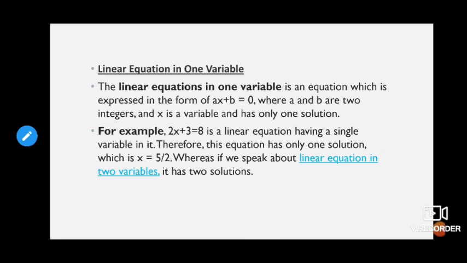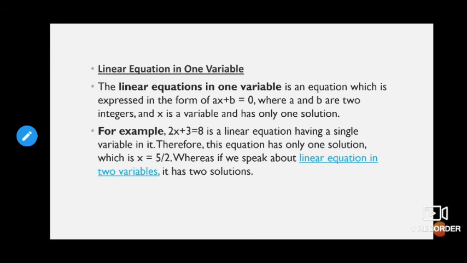Here it will be in the form of ax plus b is equal to 0. Instead of this we can also say ax plus b is equal to c. Here a, b, 0 or c will be the constants, and x is the only variable, which will be varying. Now if we solve that equation, we will find the value of x, and the x value will be only 1. Only one number will satisfy the value of x.